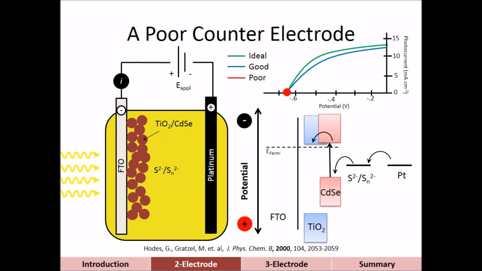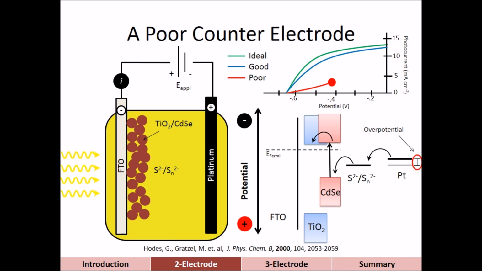Finally, let's examine the case of a very poor counter electrode for our redox couple, platinum in this case. Again, at open circuit conditions, since we don't have any current flowing through the cell, the performance is the same as if we had an ideal counter electrode. This changes drastically when we start to draw current through our cell.